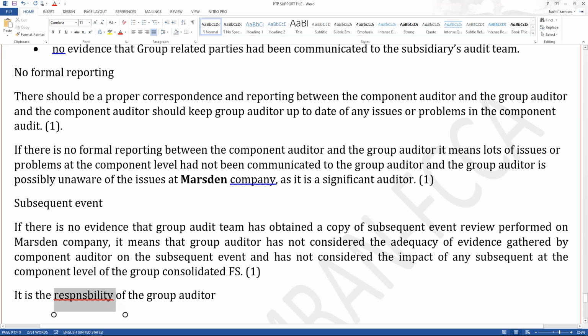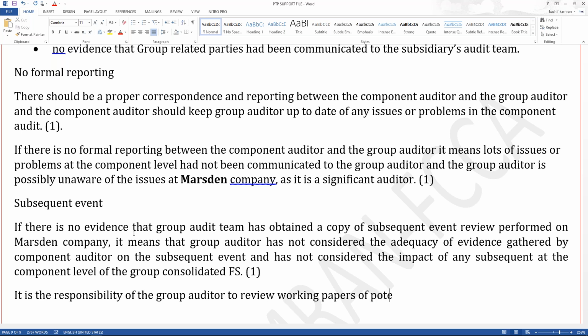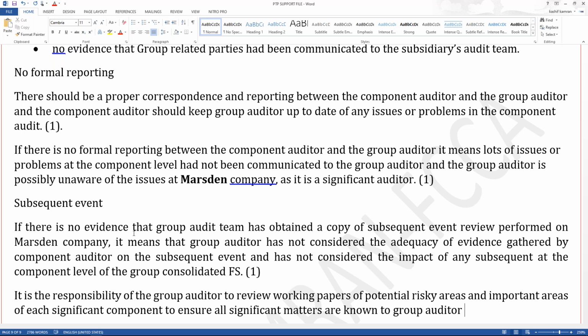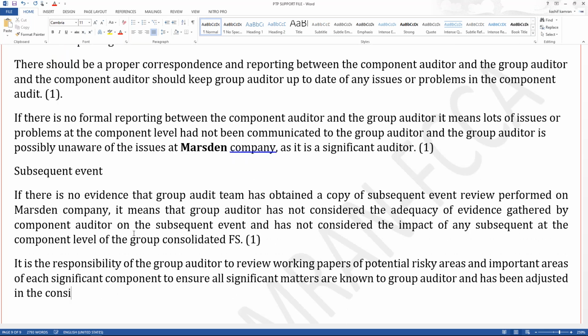It is the responsibility of the group auditor to review working papers of potential risky areas and important areas of each significant component to ensure all significant matters are known to the group auditor and have been adjusted in the consolidated financial statement if needed.